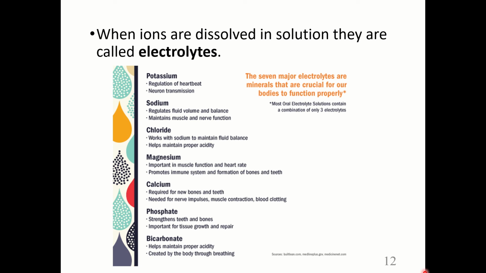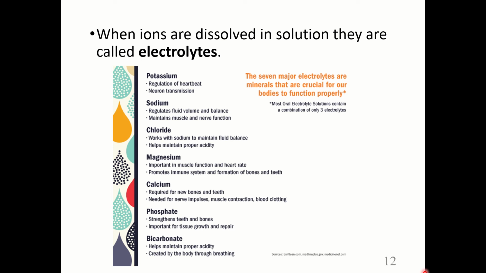Phosphate is an anion, and it strengthens teeth and bones as well as calcium. It is oftentimes found with calcium in the skeleton as calcium phosphate. It is also important in tissue growth and repair. Like bicarbonate, phosphate is a polyatomic ion, and we'll see it a lot when we talk about the energy molecule ATP.